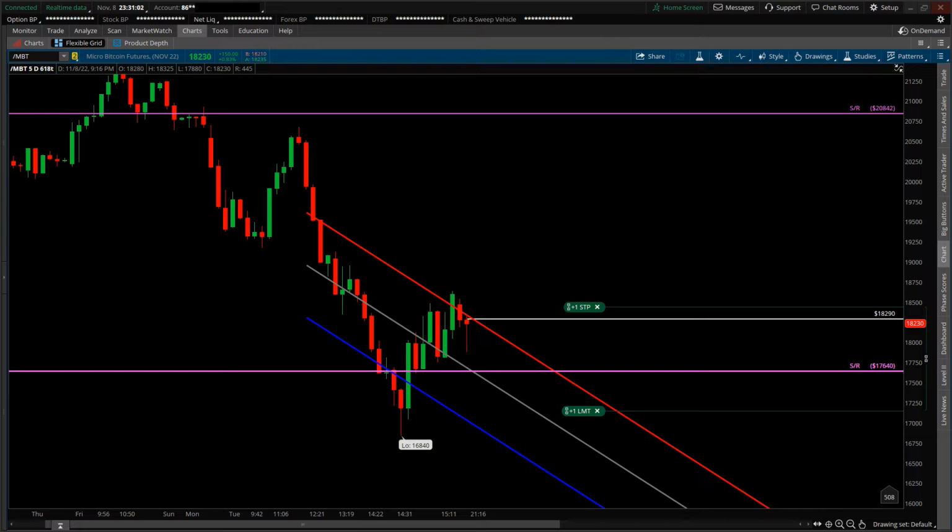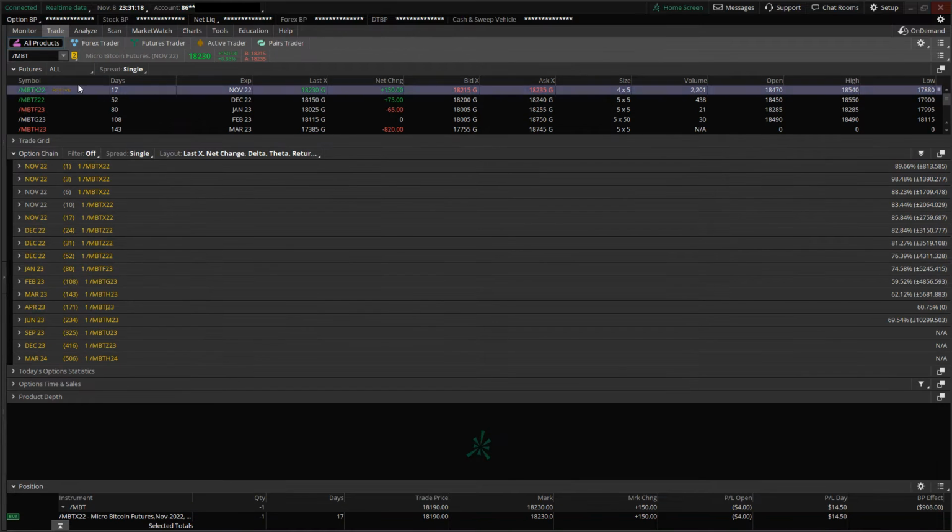Today's Tuesday, November 8th. It's 11:31 p.m. Eastern Time. This is the 500 tick chart of the Micro Bitcoin Futures November 2022 futures contract. Ticker symbol /MBT. MBT, what is it? MBTX22 is the actual contract.